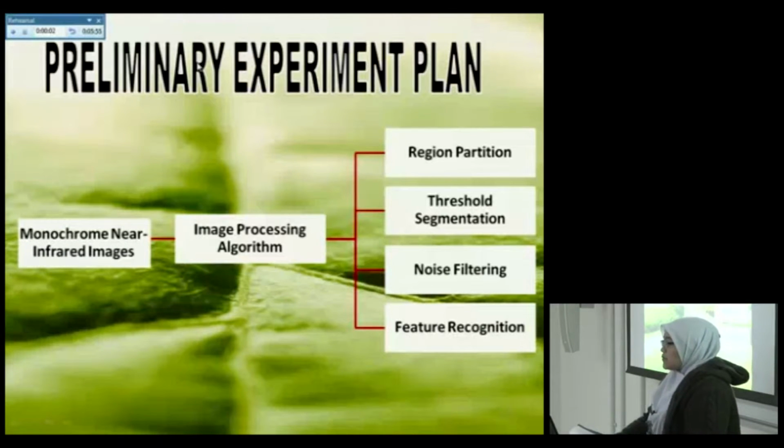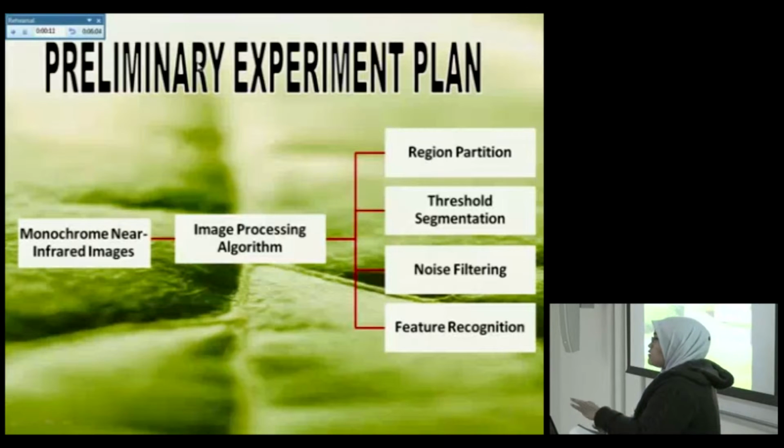Okay, this is a preliminary experiment plan. First, I want to get the monochrome near infrared image, and then do the image processing algorithm, which contains 4 steps. First, the region partition, then the threshold segmentation, noise filtering, and feature recognition.